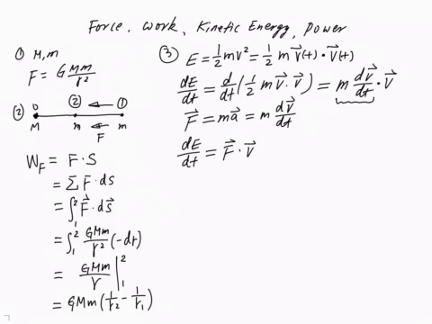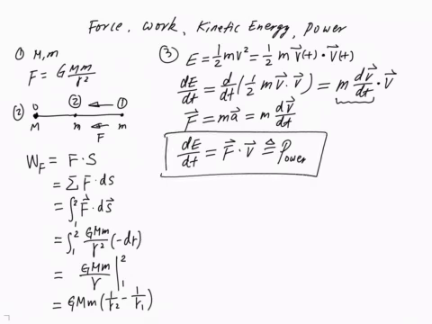What does this mean? This means the kinetic energy changing rate is equal to F dot V, and this is defined as power, P. So basically the power delivered by F to the object is equal to F dot V. Remember, F is the total net force on the object, V is the velocity of the object, and power is the power delivered to the object by this total external force. Okay.